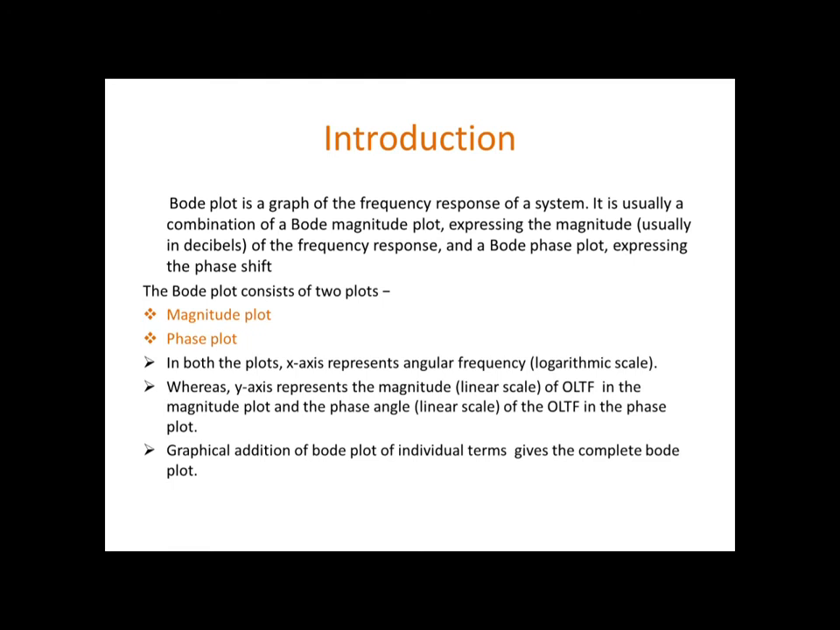So, the magnitude plot is the plot of the sinusoidal transfer function against the logarithmic frequency, that means the frequency on the log scale, and the second plot, that is the phase plot, is the plot of the phase angle against the logarithmic frequency. And generally, the magnitude of the sinusoidal transfer function, that is the mod of G(jω), can be calculated in the decibel unit. Now, the graphical addition of the individual terms' Bode plots gives us the complete Bode plot.